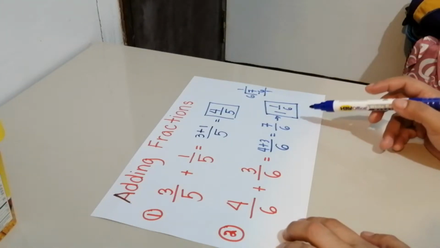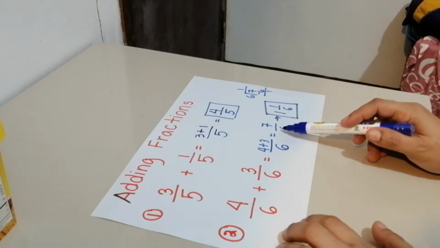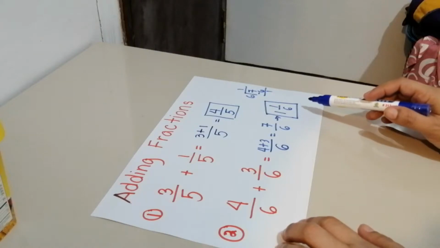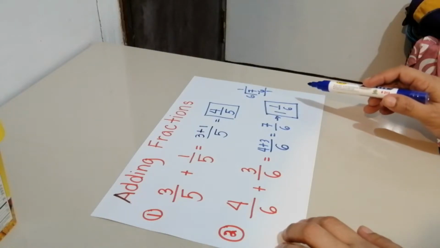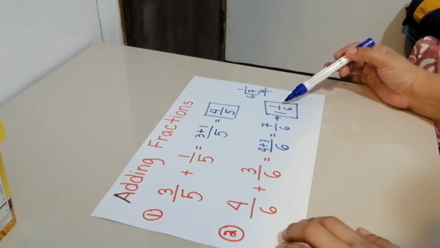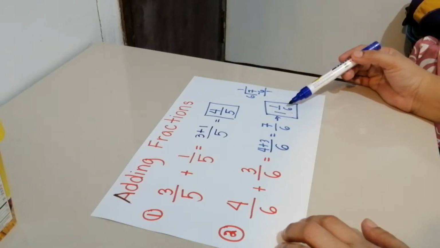So, don't forget guys, na kapag improper ang ating fraction, kailangan natin siyang i-change into a mixed number. At kapag mixed number, see to it na simplified yung fraction. Dito, 1/6 is a simplified form of fraction.